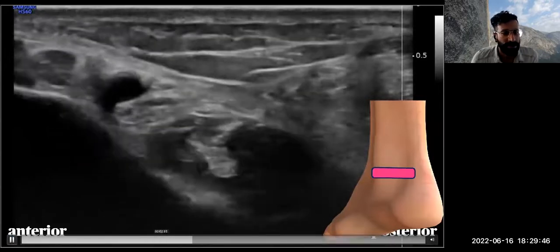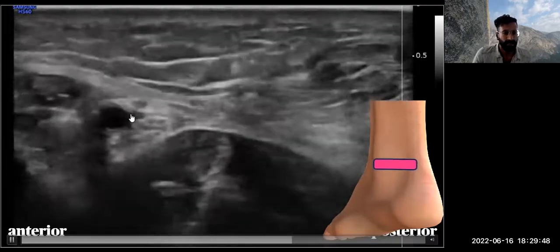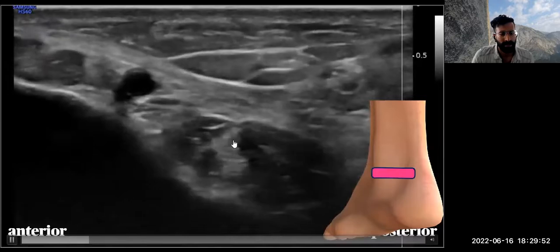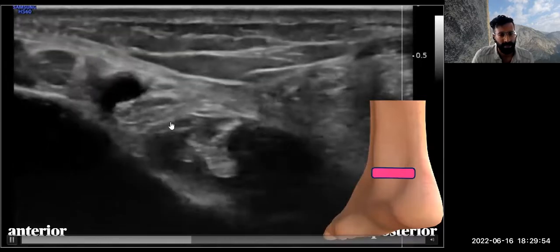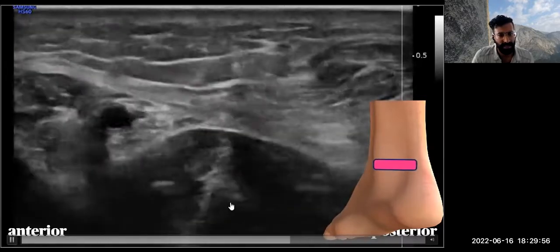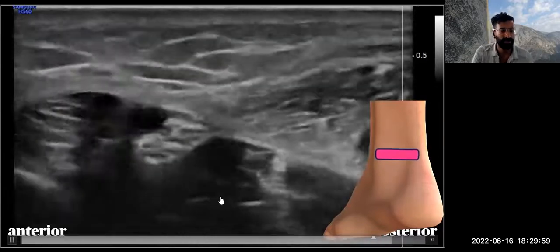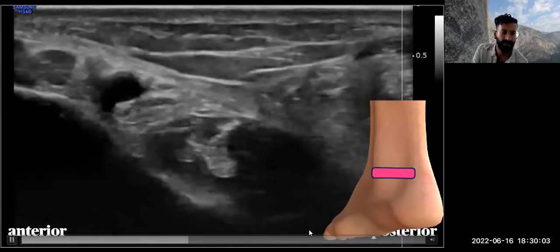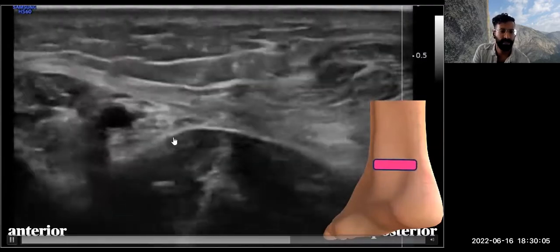Let's see what's happening here. So this is your tibial nerve next to your artery, and sometimes the tendon of flexor hallucis longus looks a little bit like the nerve, but if you're scanning dynamically proximally, you'll see that the tendon just disappears and becomes the belly of the muscle, and the nerve will still stay nerve-like.